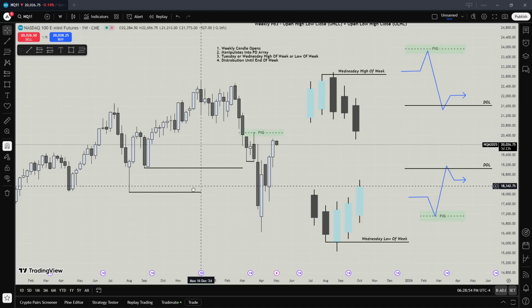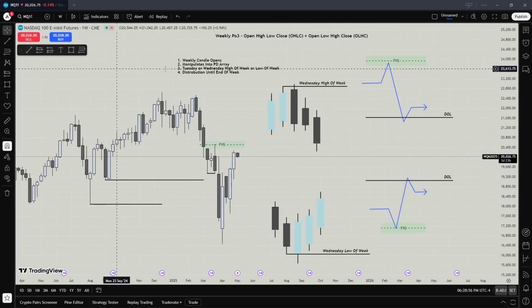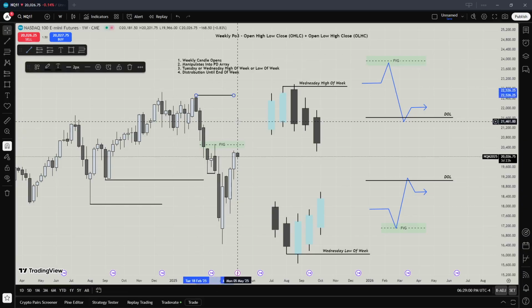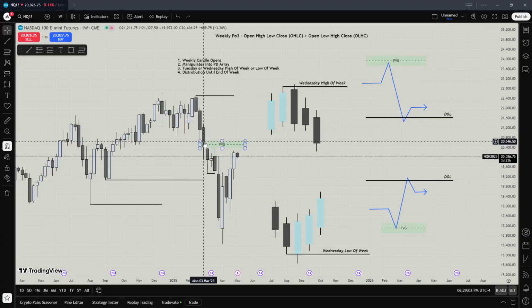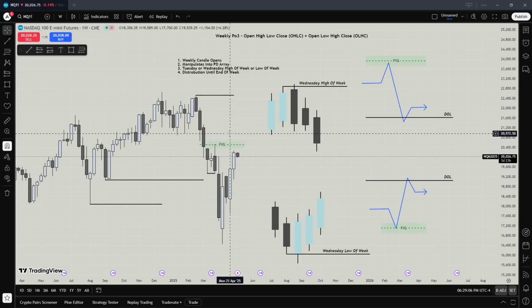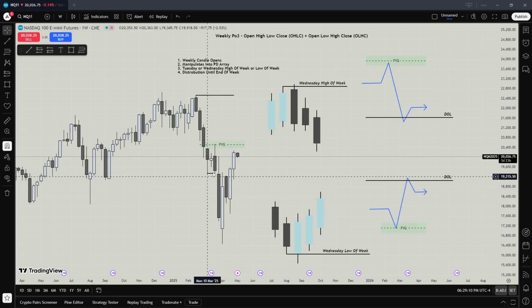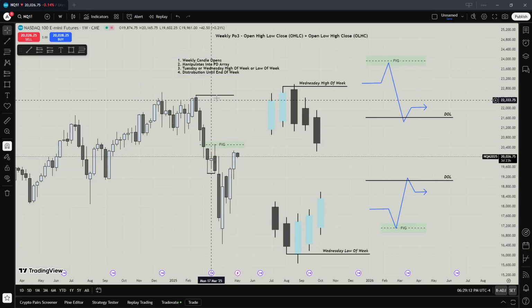So when looking at it, this is how you decide if you're going to go up or down, or what the probability is between the two. So obviously, during this week, we took out internal range liquidity. So what are we looking for? External range liquidity. So the two places that we are going to go after is either this right here, this drawn liquidity, or this one.